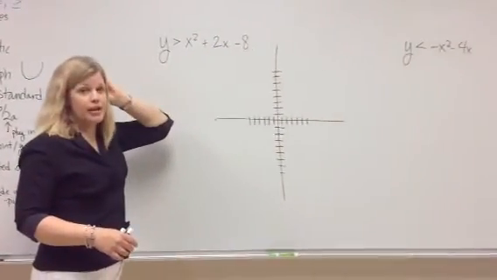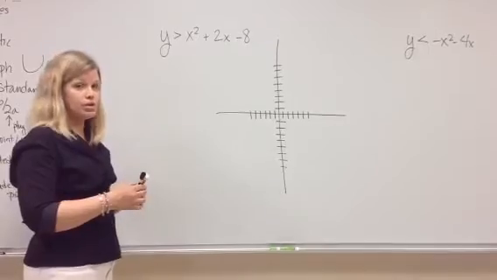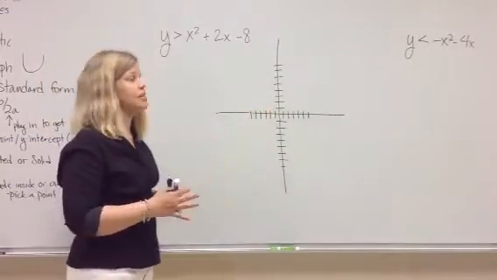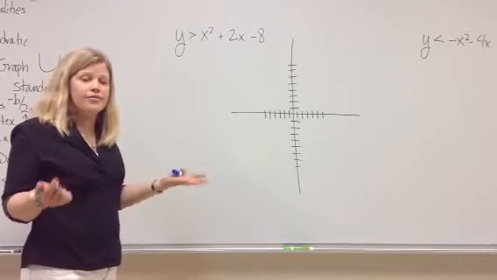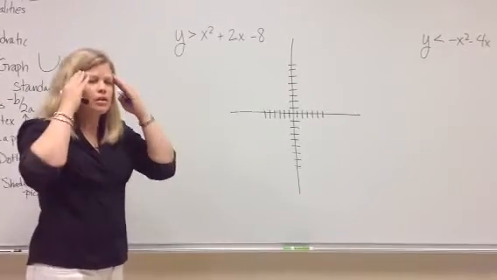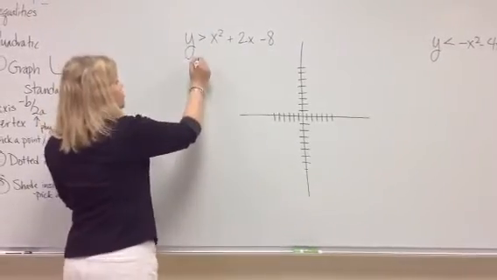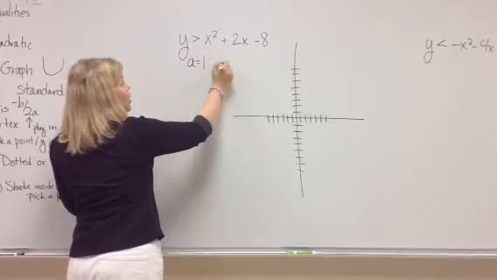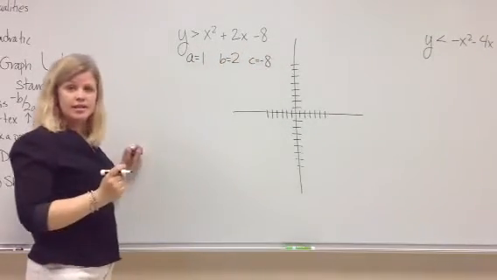This is a quadratic because it has the square term. Chances are we're probably going to have 2 solutions or 2 places it crosses the x-axis. First thing, when you graph, think way back. This is a great review for the beginning of the chapter. Graphing standard form. Oh yes, you've got to find a, b, and c. a is 1, b is 2, and c is -8.